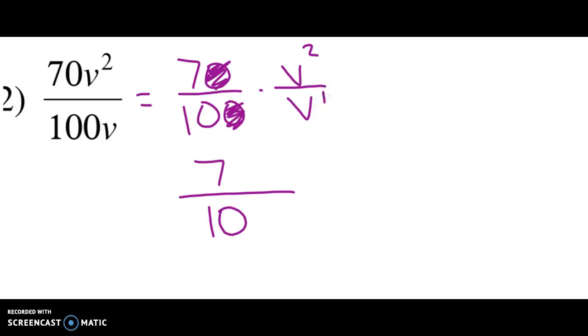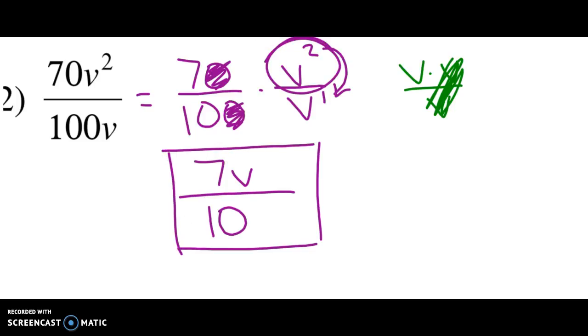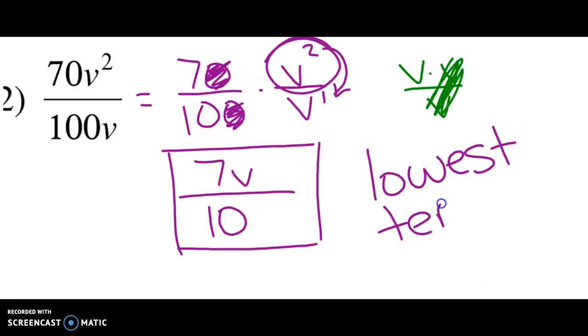Now you could think about this. I'm going to use a different color. This is v times v all over v. So these 2 are going to cancel out, and we're left with just 1 v in the numerator. Or 2 minus 1 is 1, and since we had more in the numerator, we're going to keep it in the numerator. That's it. That's all you do. So simplifying in this case meant lowest terms, or canceling some things out. All right, let's look at another one.